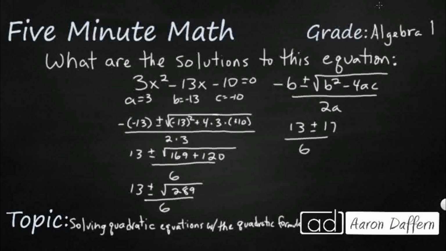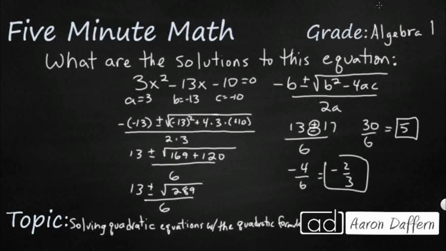Once we have that, we're pretty good. So that can be 30 over 6. If you take the positive, that equals 5. That's one of our solutions. Then you get your negative 4 over 6, which is going to be negative 2/3 if you take the negative. And these are your two solutions, 5 and negative 2/3.